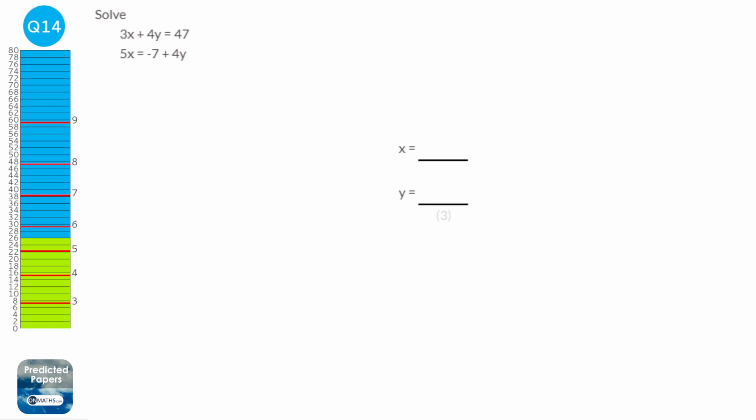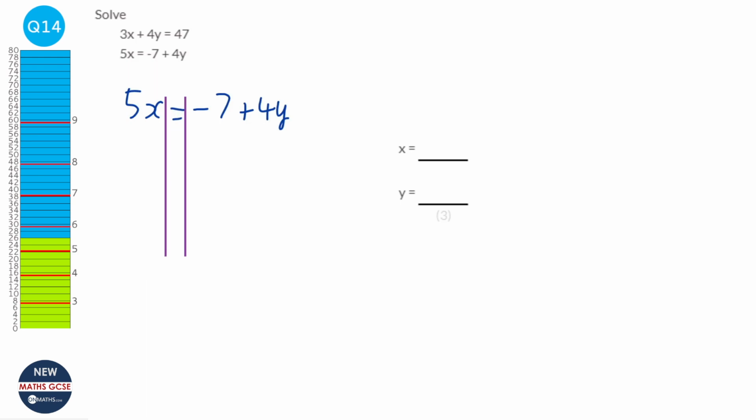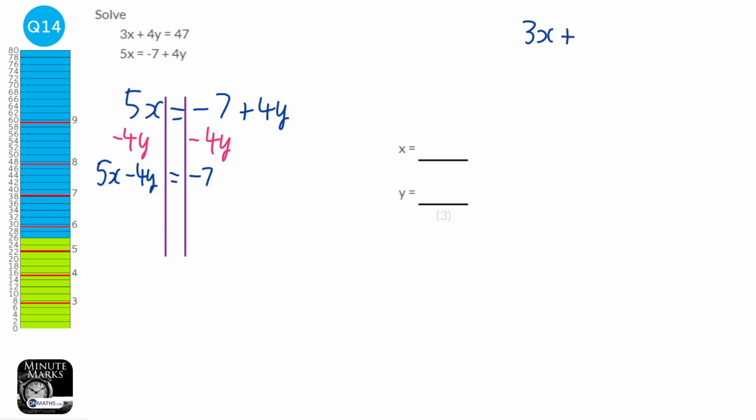So the first thing I notice is the second equation isn't really in the normal format for doing simultaneous equations. So I'm just going to rearrange it so that we have it where we want it to be. And I'm just going to put my lines in so I can rearrange. So the first thing I want is the x's and y's on the same side. In fact, all I need to do is take away 4y from both sides, and we get 5x minus 4y equals minus 7.